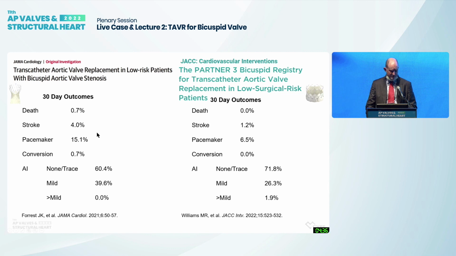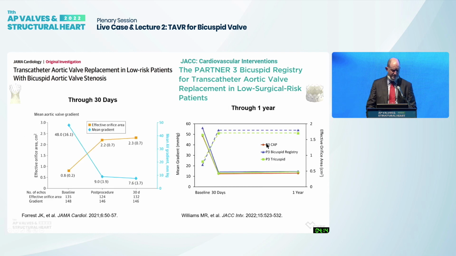Death, 0.7%. A little bit of a signal on stroke, and of course pacemakers, a little higher with the self-expanding, but great results on AI with almost nothing more than mild. And over here on the balloon-expandable SAPIEN, really low death, stroke, and pacemaker rates, so really looking a lot like the experience with tricuspid aortic stenosis.